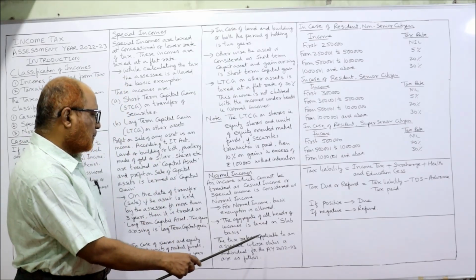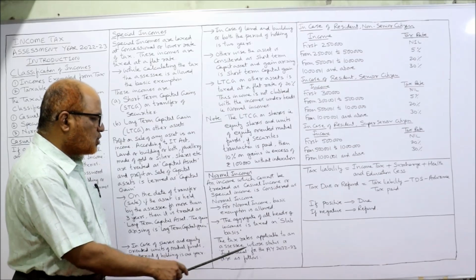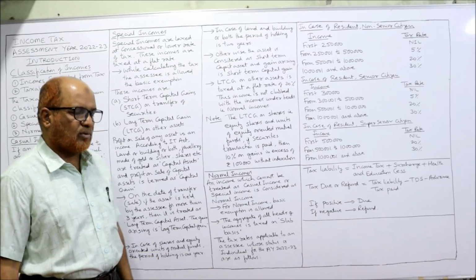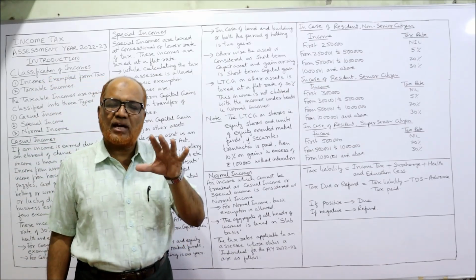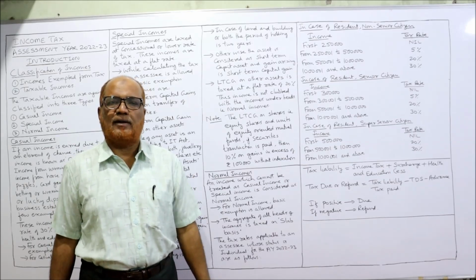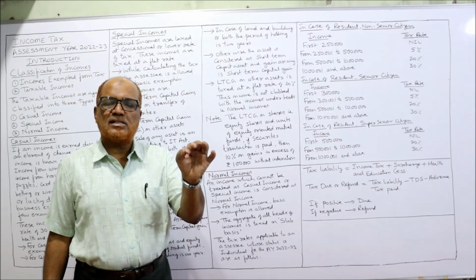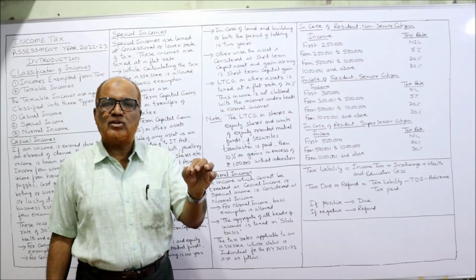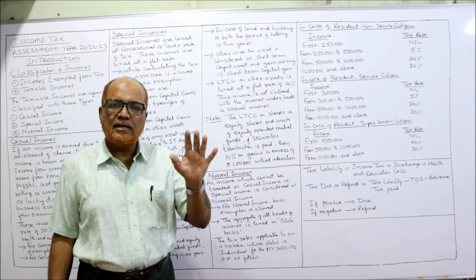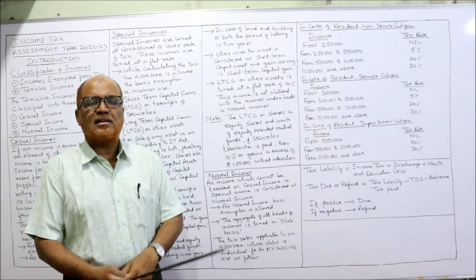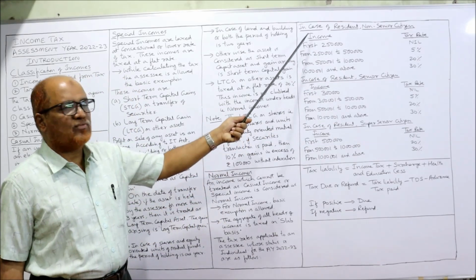Now, the tax rate applicable to an assessee whose status is individual for the assessment year 22-23 is as follows. Now we are focusing on our current assessment year 22-23. So, if the residential status of the individual is resident and he is an individual, then the tax rates applicable for the current year are as follows.